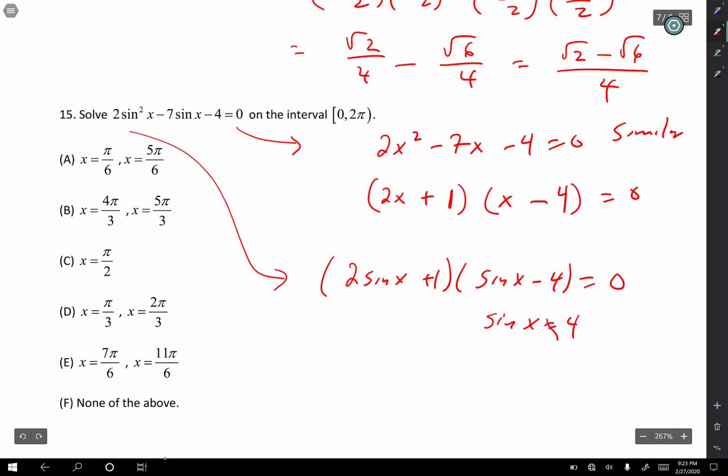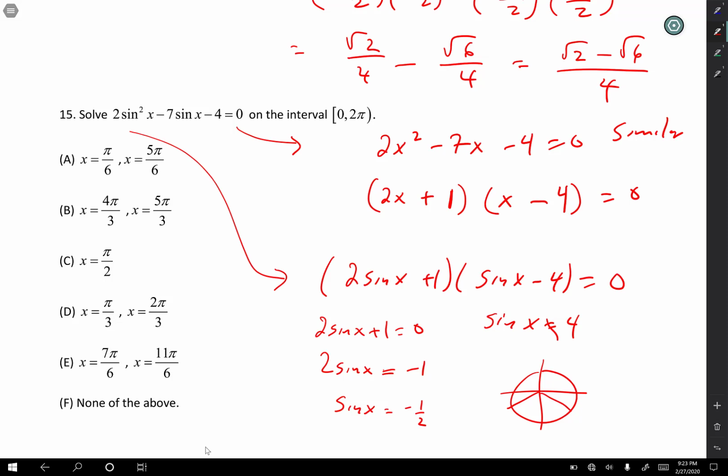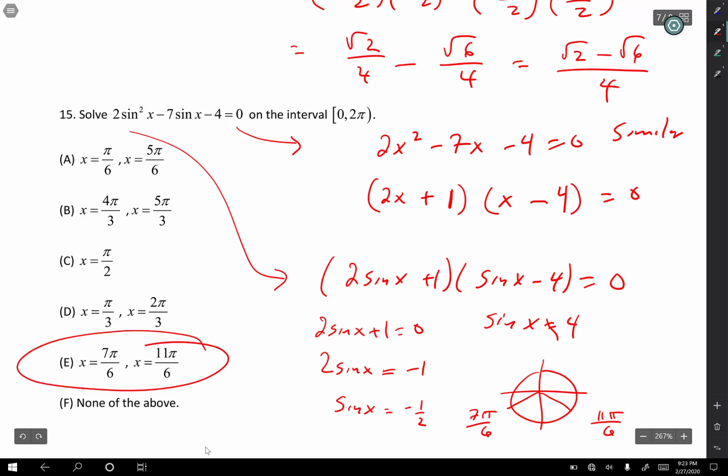happen. Sine x has values between negative 1 and 1, but this one does happen. So that means 2 sine x plus 1 equals 0, 2 sine x equals negative 1, sine x equals negative a half. On your unit circle, it is negative half in quadrant 3 and quadrant 4. If you remember that, this one is 7 pi over 6. And this one is pi over 6 away from completing 2 pi. So that one has to be 11 pi over 6. So there it is, 7 pi over 6 and 11 pi over 6.